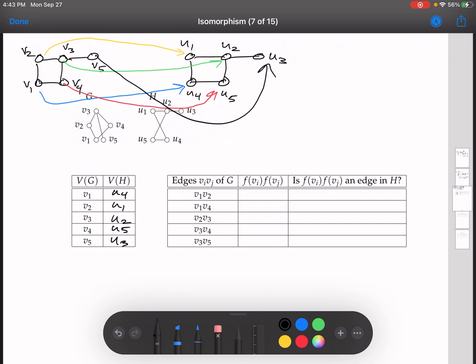All right, so first we need to verify this is a one-to-one and onto function. Okay, we've listed all the vertices of G. They're all different here, so it's a function. These are all different, so it's one-to-one. There's no D and E's, so it's onto. So the function is one-to-one and onto. Our function, let's call it f.